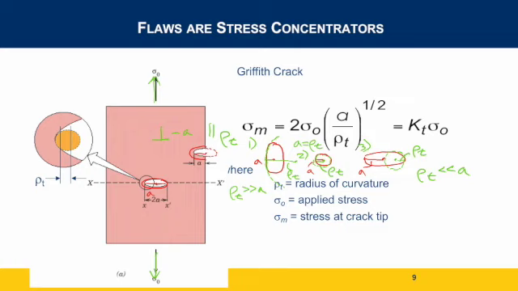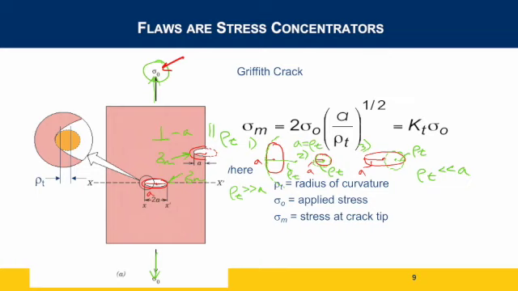So the relationship is the localized stress, which is the stress that we see right at the edges of these cracks, where basically the stress parallel to the stress that's being applied, which is sigma naught. We're comparing those two. Okay. So the first one, my rho sub t is much, much larger than A. The equation says that my localized stress, or sigma m, is 2 times the stress being applied times the square root of the radius over the radius of curvature. Okay.